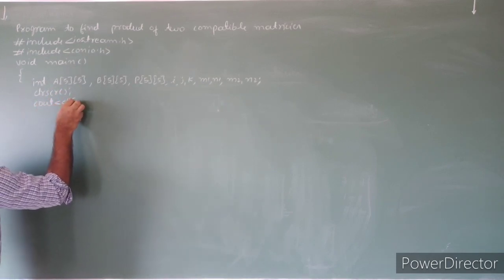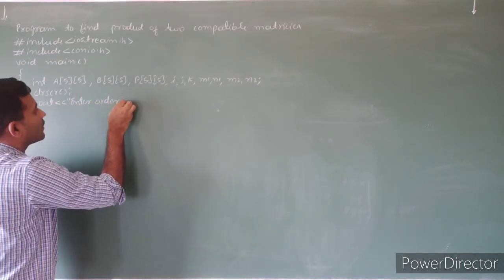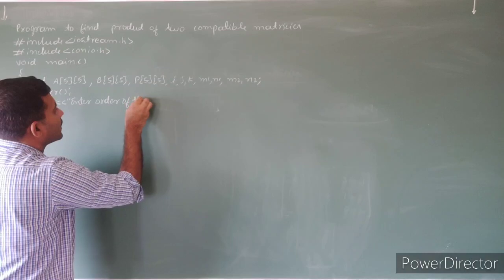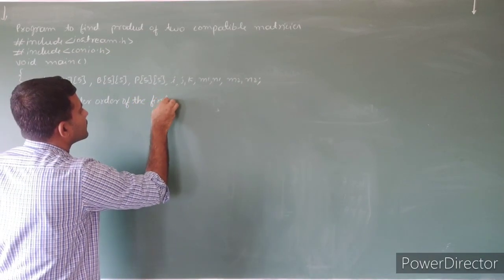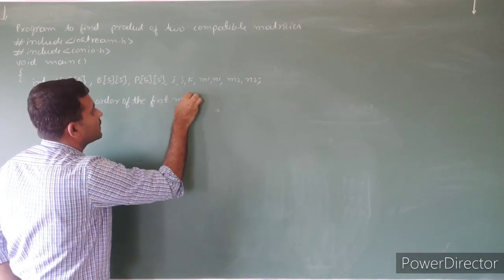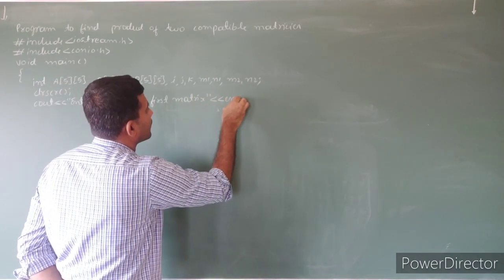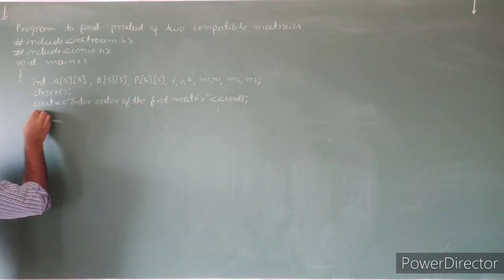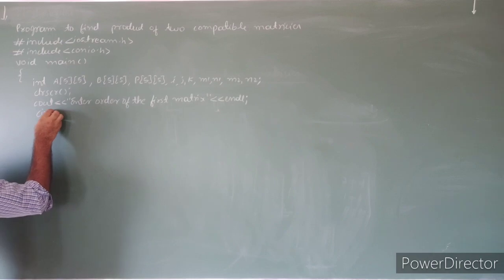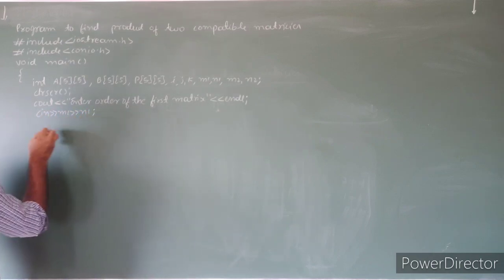Output: enter the order of the first matrix. Read the order of the first matrix. Then the order is cin extraction M1 extraction N1.